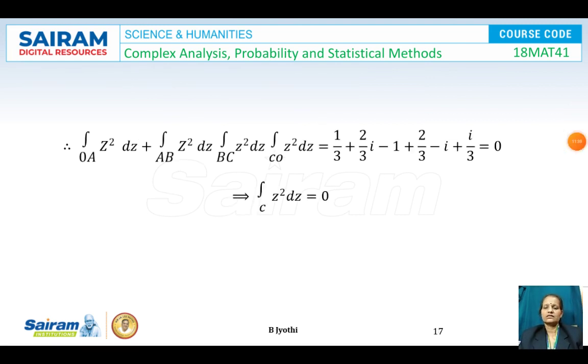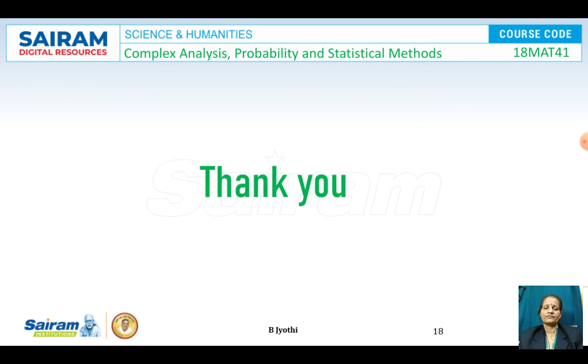Next, we need to add all these values and prove that the sum is equal to 0. Therefore, 1 by 3 plus 2 by 3 i minus 1 plus 2 by 3 minus i plus i by 3. When we simplify everything, we get it equal to 0. Hence, it has been proved. It's verified. Thank you.